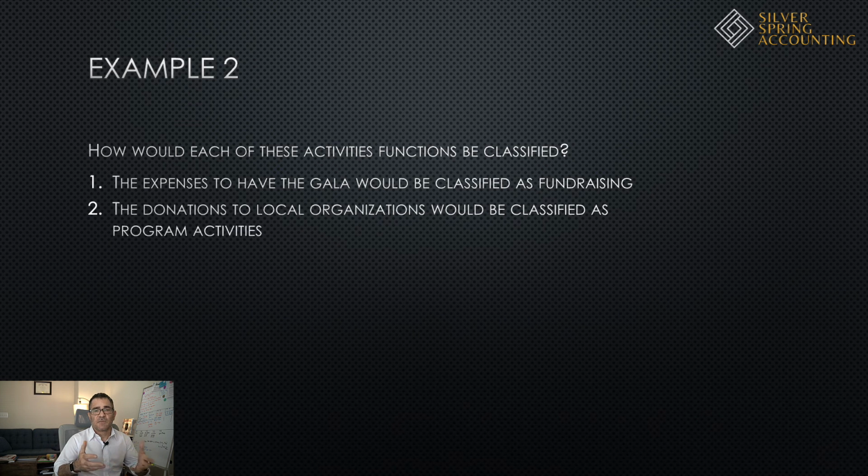So the first, the expenses related to the gala would be classified as fundraising because their goal is to raise money. And then the second, the donations to the local organizations would be classified as a program activity because this is fulfilling their mission. Those organizations are going to then pass the funds on to the appropriate people to help them with their injuries. Now, you might be wondering, well, what about the revenue?